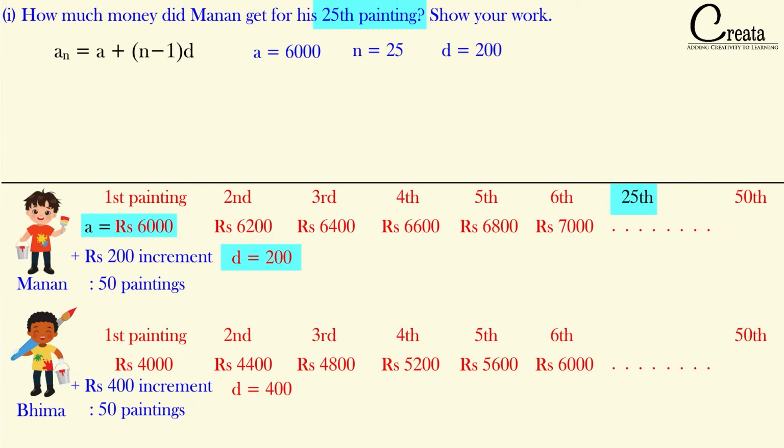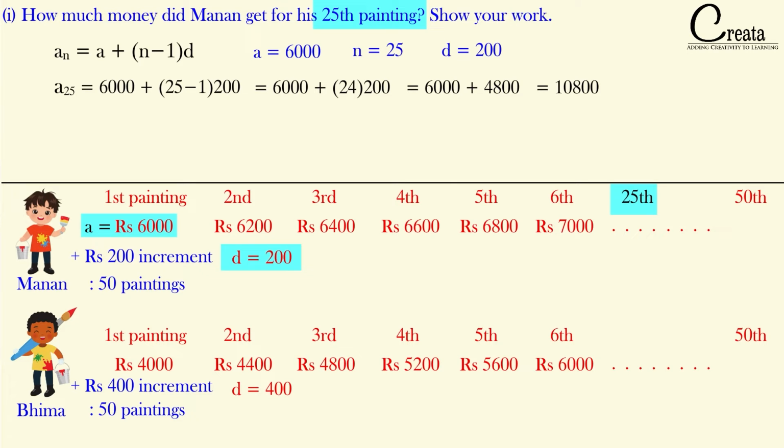And the difference in this case is 200 and the first term is 6,000. So let's calculate the 25th term. Let's put the value a as 6,000, n as 25 and d as 200. On solving, we got the answer as 10,800. So Manan will get 10,800 rupees for the 25th painting. Got it? For the first painting, Manan is getting only rupees 6,000. But as the increment is adding and adding, for the 25th painting, Manan will get 10,800 rupees. That is the answer for the first part.